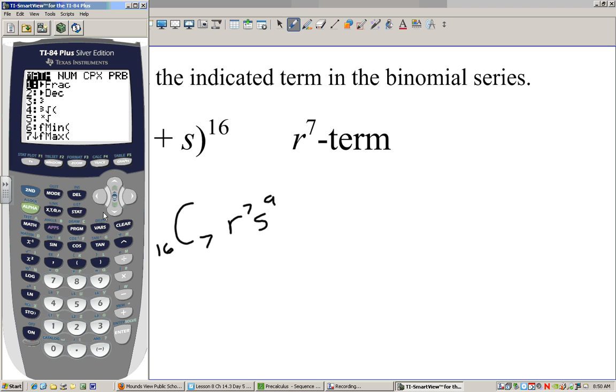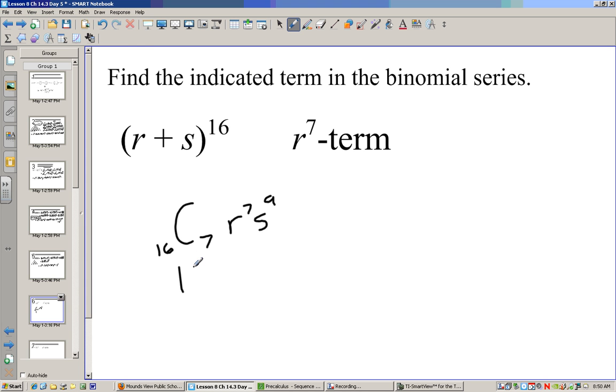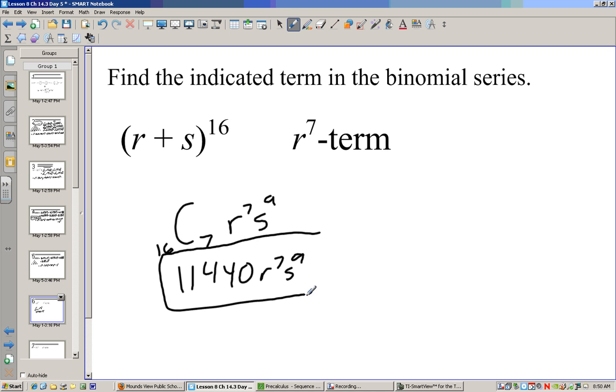Let's do math. Oh, I should put 16 first. 16 choose 7. And now if I did 16 choose 9, it would give me the same value. So 11,440 r to the 7th, s to the 9th. That's the r to the 7th term.